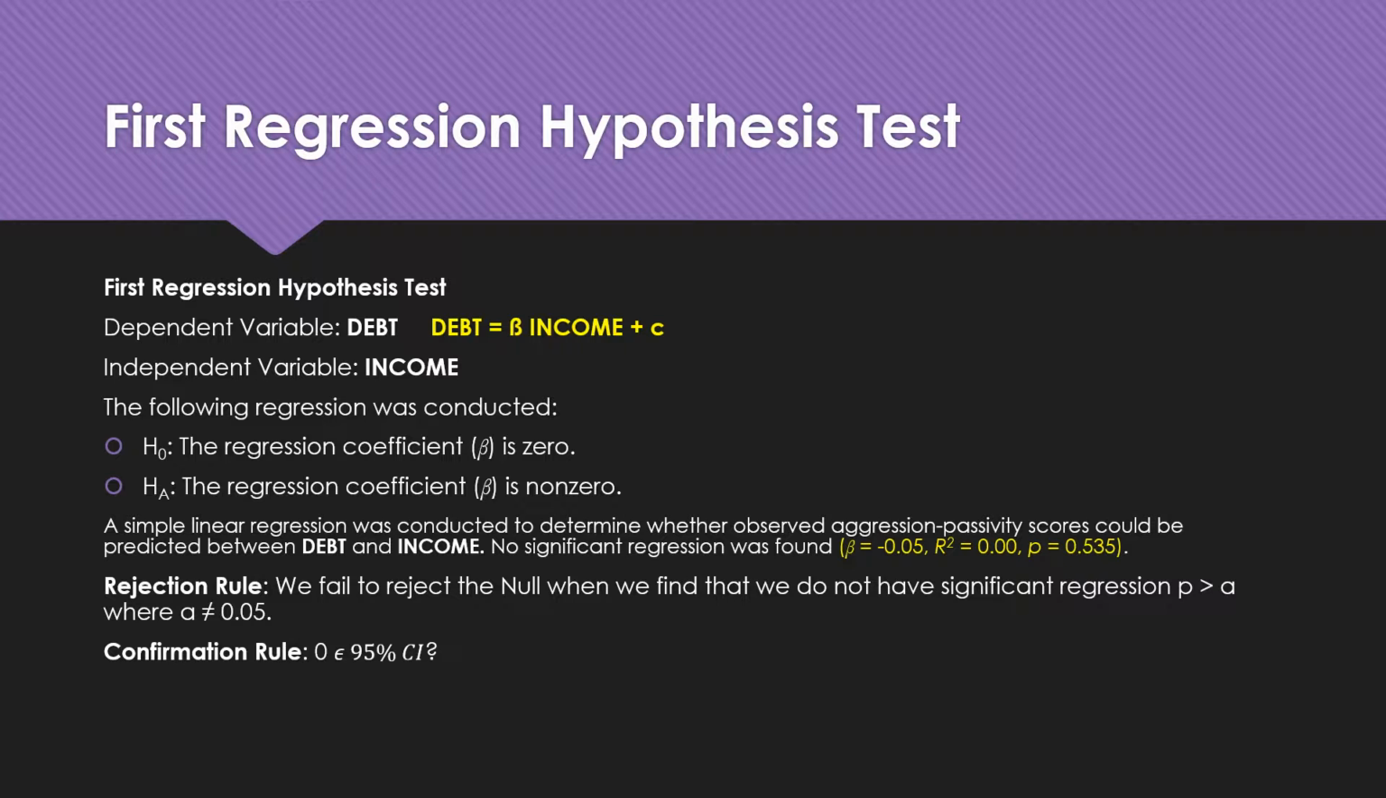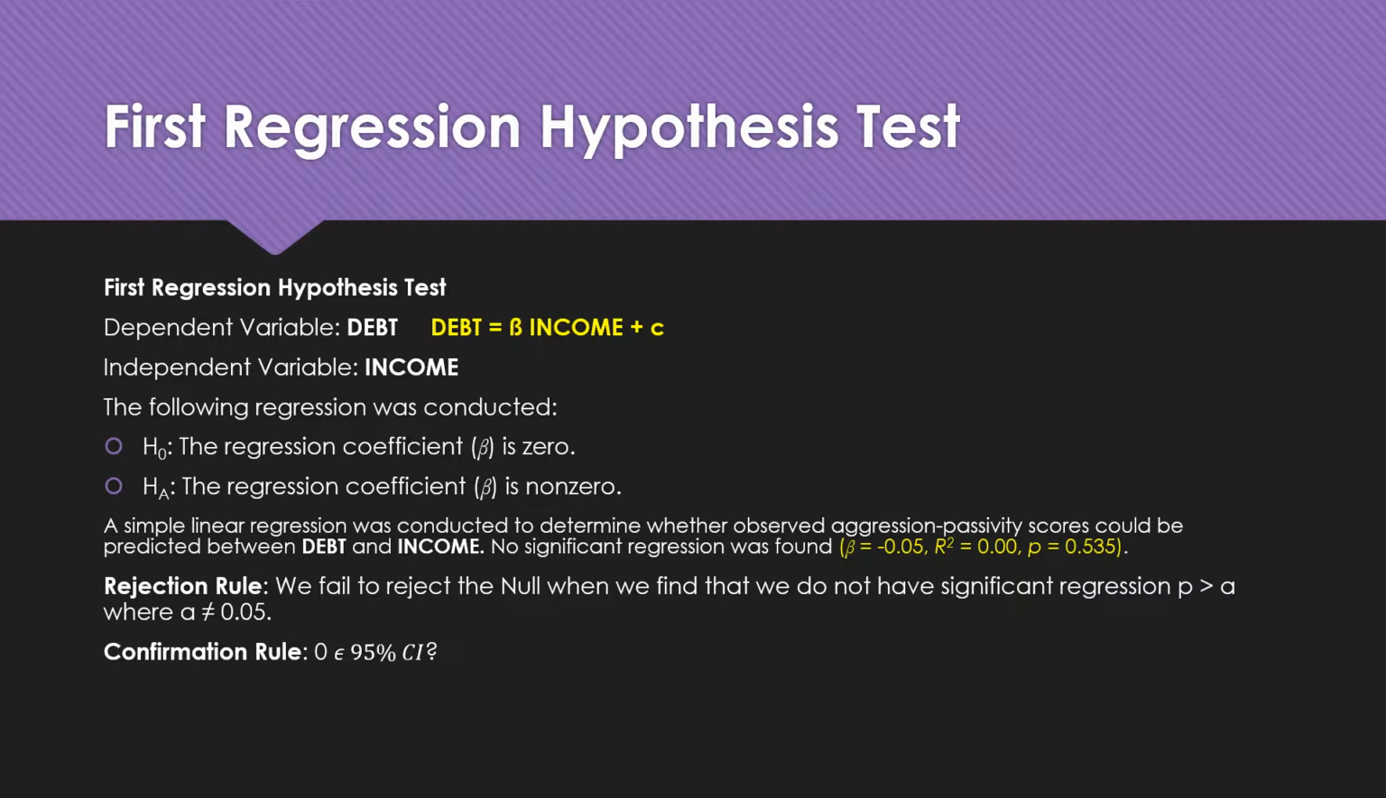So what are we really asking? We're asking whether there is a statistically significant estimation of a particular debt using income. We state the null hypothesis and alternative regression. The outcomes. Let's take a look.